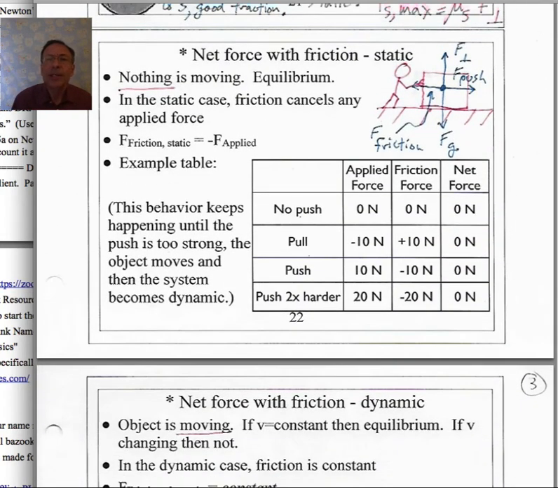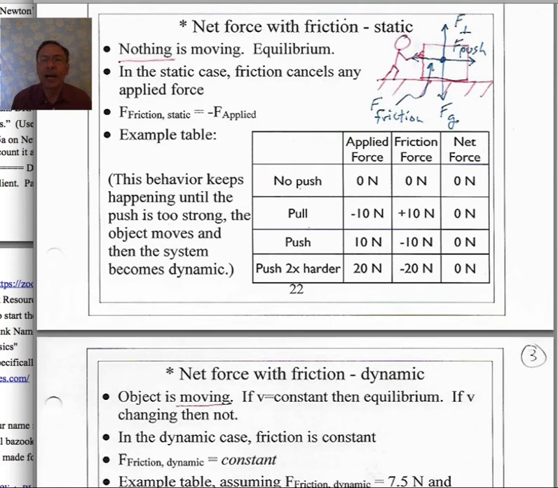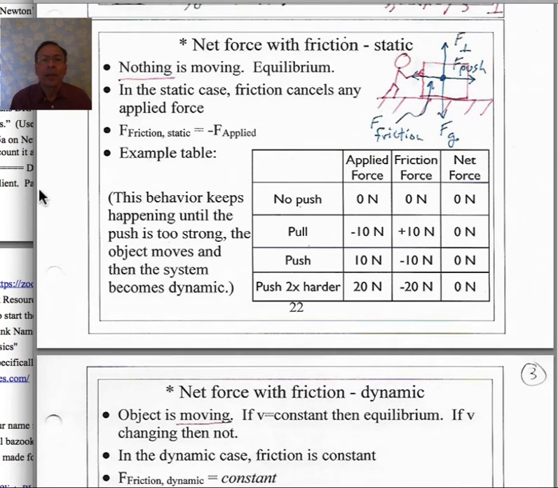So let's get into some of the details of how to do that. So, static case.